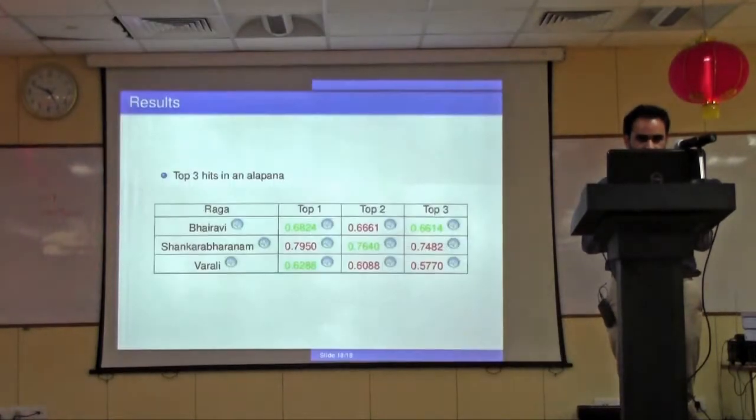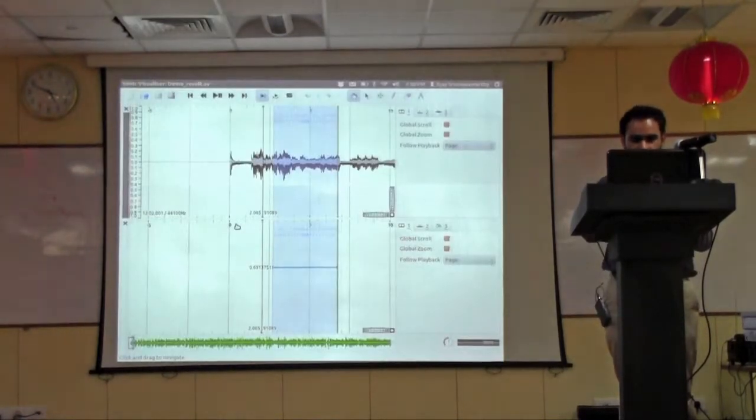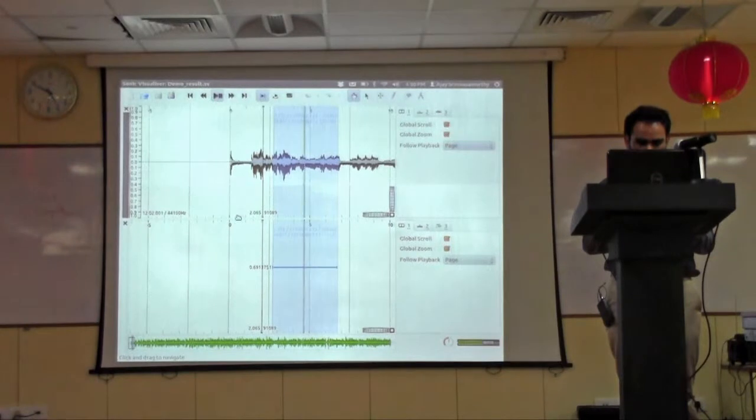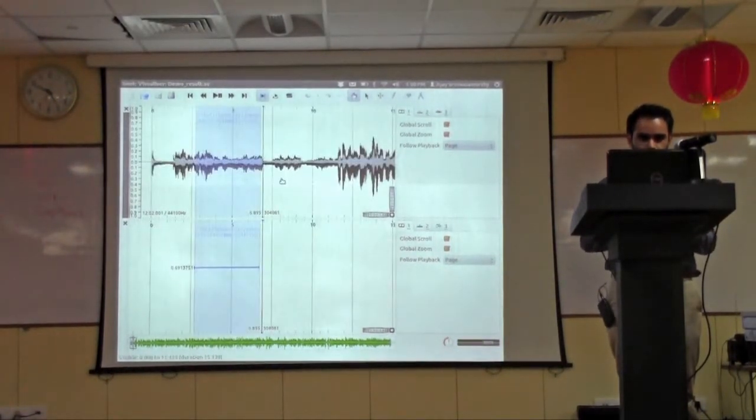I'll play the Bhairavi again. This is an alap sung by Nedanuri. We have found these motifs in this alap. I'll just play them one by one. This is a true positive.